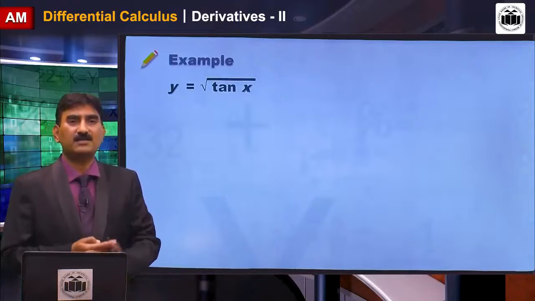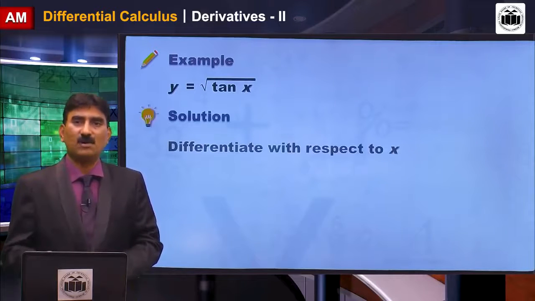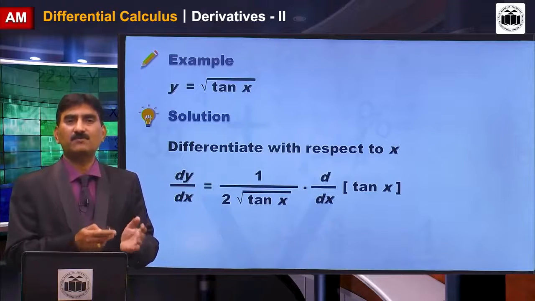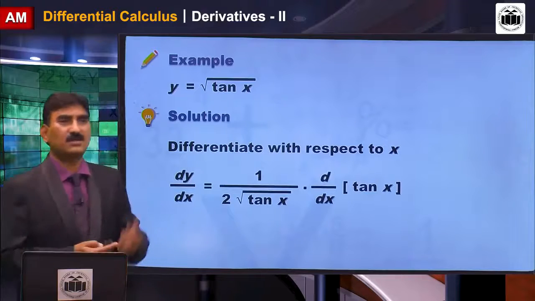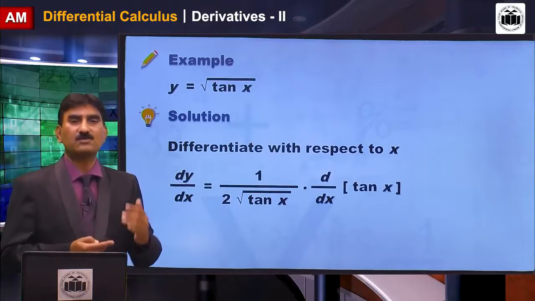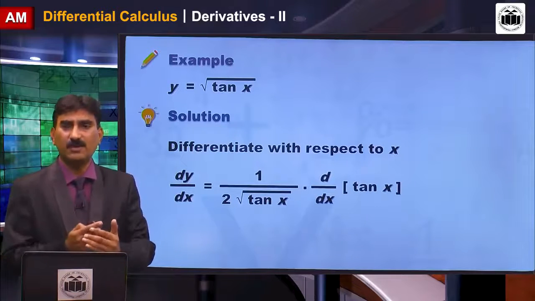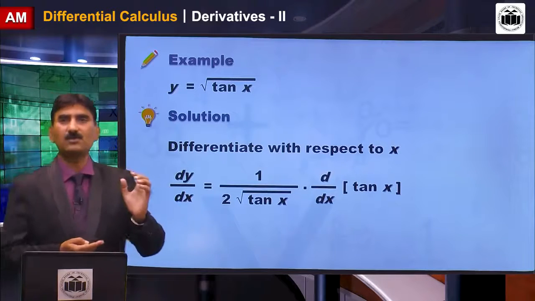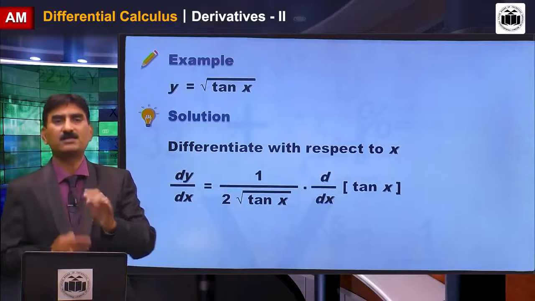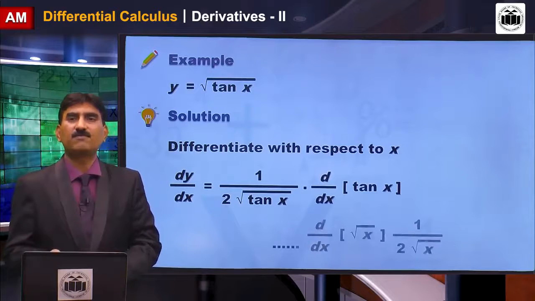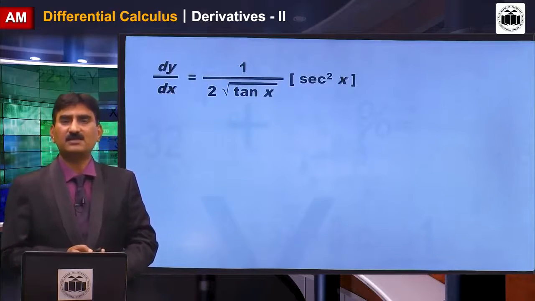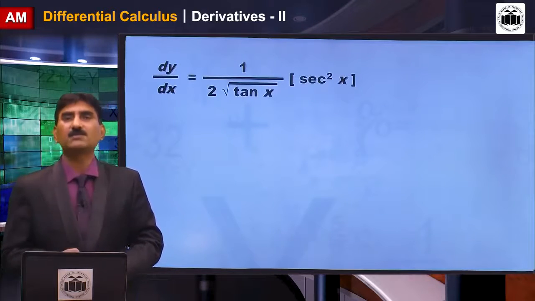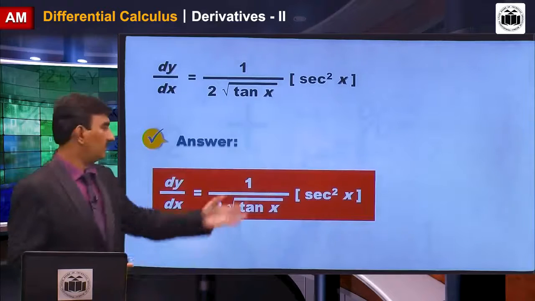Take another example. y is equal to tan x raised to half. We differentiate root of tan x, just like the derivative of root x. What is the derivative of root x? It is 1 upon 2 root x. So here first you take the derivative of root x and then you take the derivative of tan x. So dy by dx is equal to 1 upon 2 root of tan x, into again the derivative of tan x. So finally we get the answer dy by dx is equal to 1 upon 2 root of tan x into the derivative of tan x, which is sec square x. This is the answer.